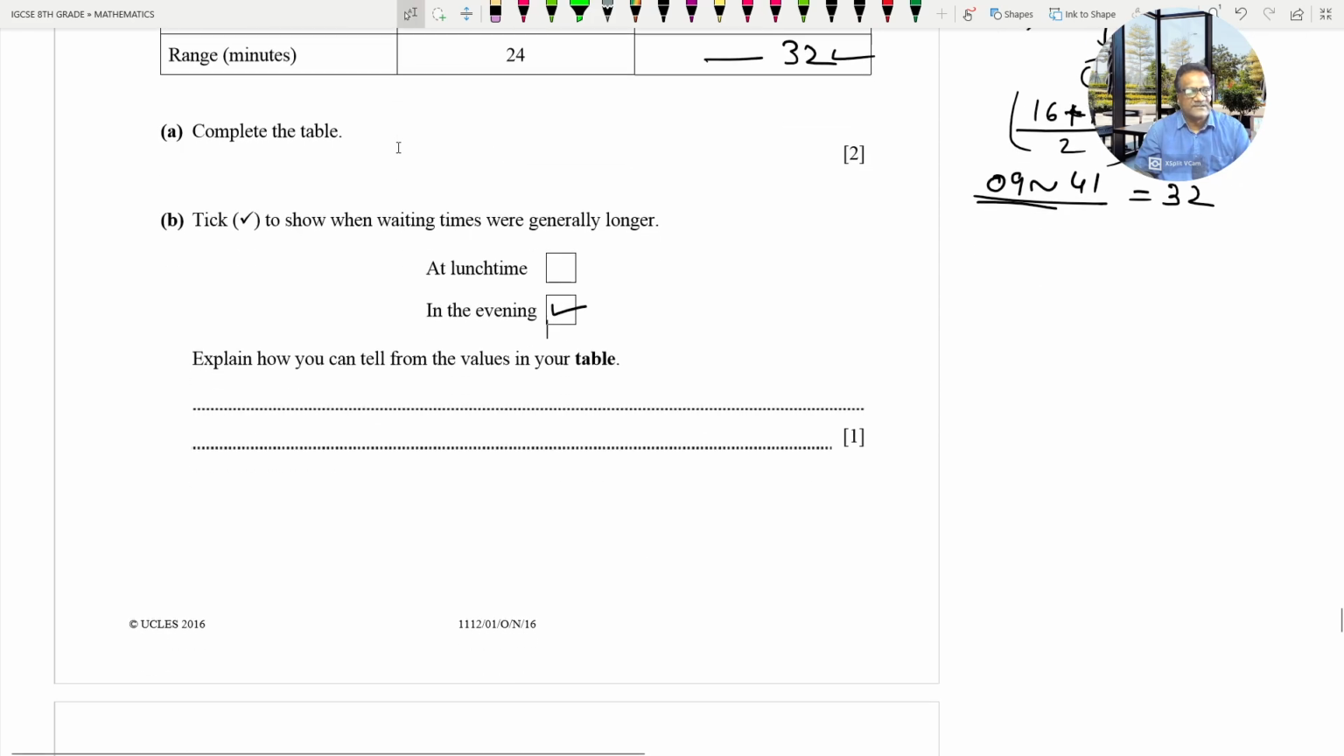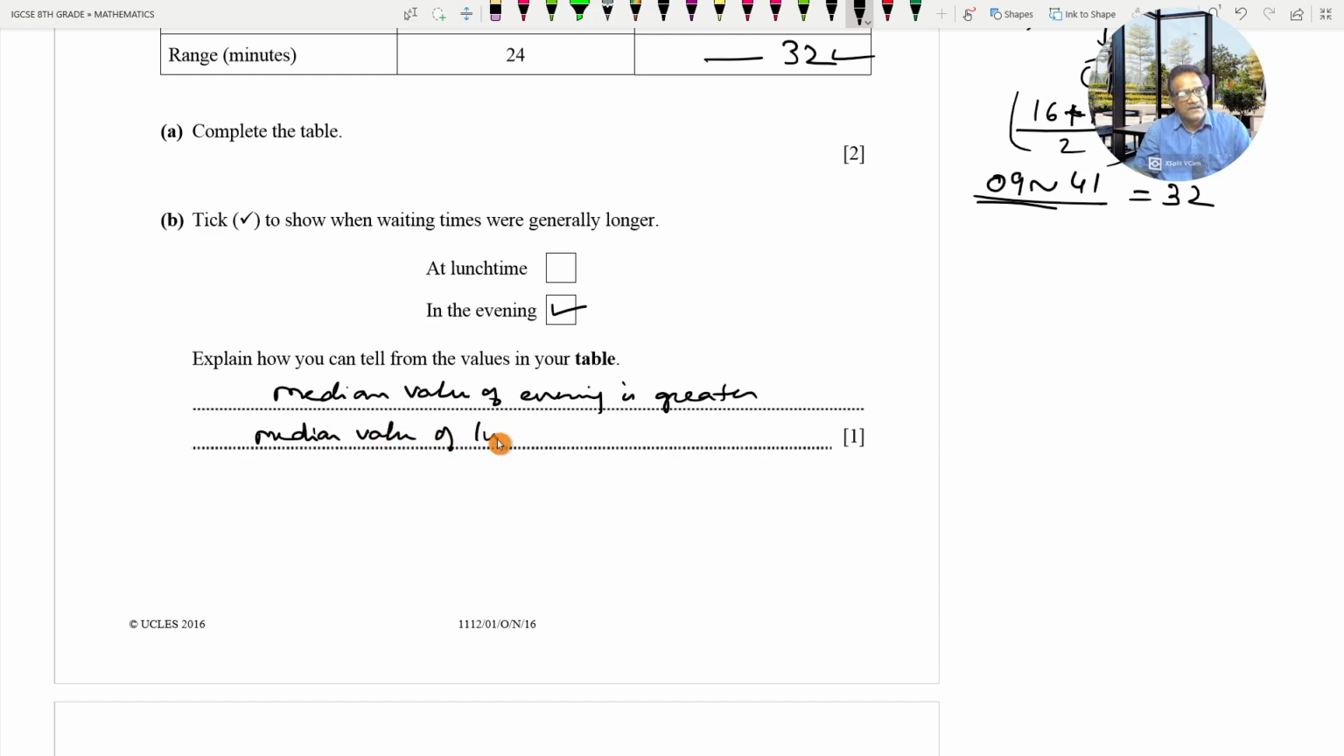And the explanation will be: explain how you got this value. So you can say that the median value of evening is greater. Or you can say the median value of lunchtime is smaller.